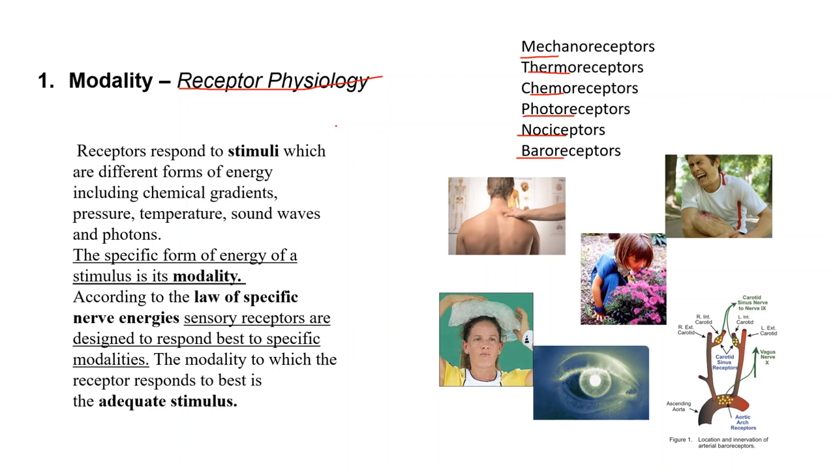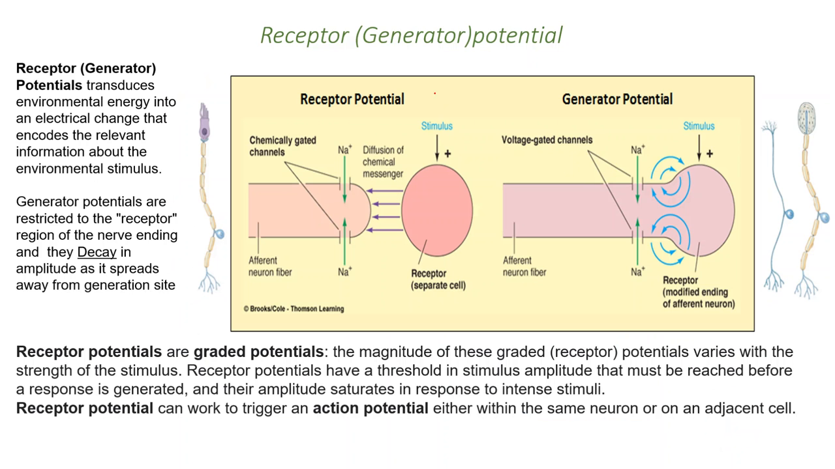So, the different forms of energy that specific receptors can respond to. Then we can talk about... sorry, before talking about the next one, I want to talk about receptor potential, which I just introduced a couple of slides ago. Receptor potentials are also known as generator potentials.